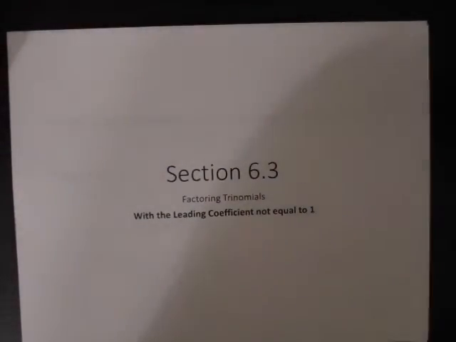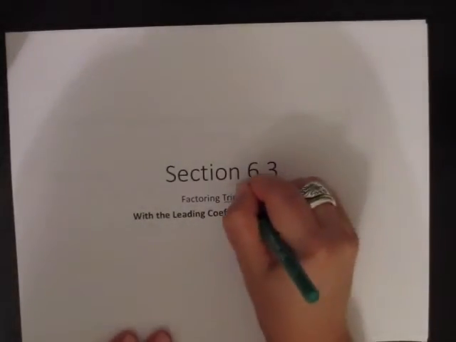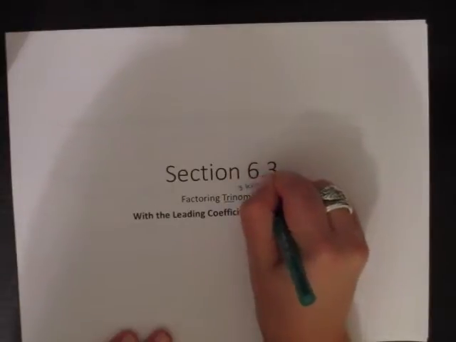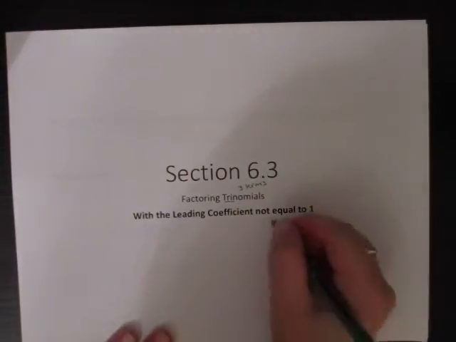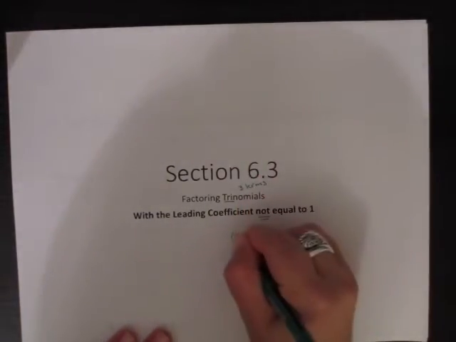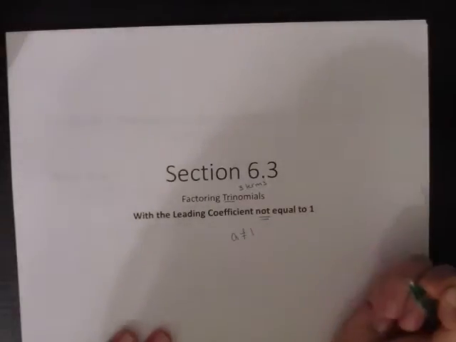Alright guys, so now what we're going to be looking at is section 6.3. So we're going to be factoring trinomials, so still we're going to be dealing with three terms. But this time our leading coefficient is going to be not equal to 1. So our a is not going to be equal to 1.